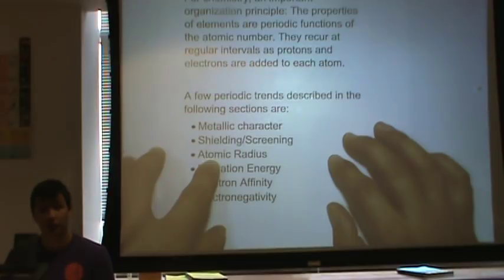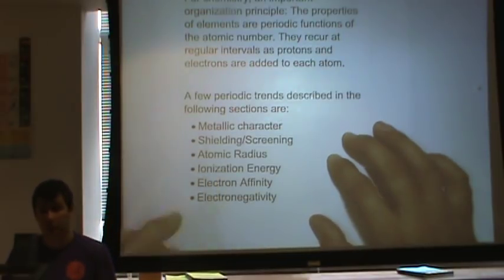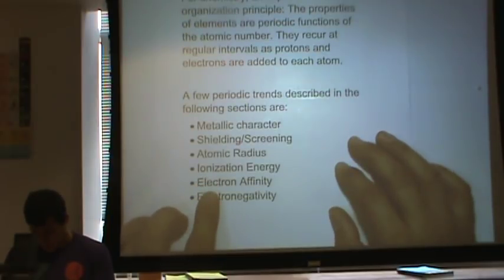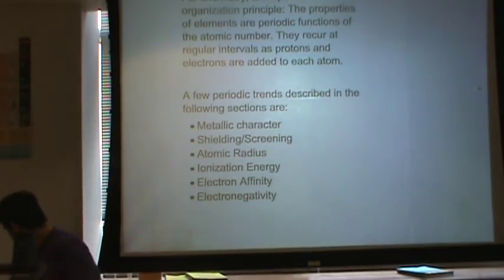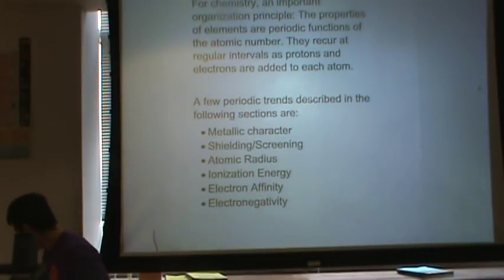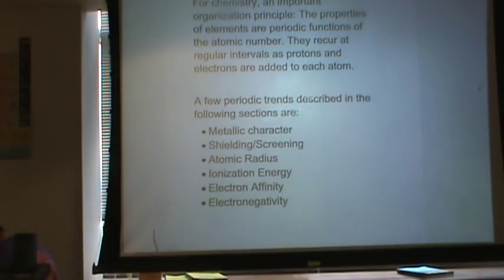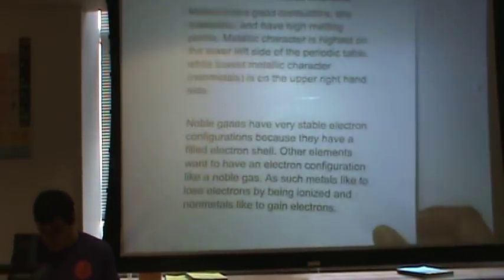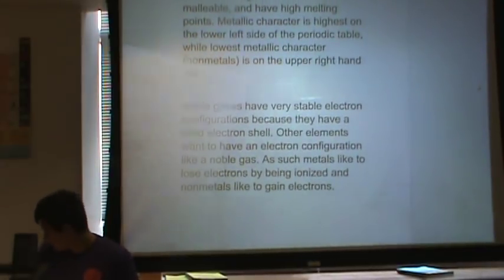and actually there's a really good periodic table here for that, right up against that wall. We'll do it in a little bit. Then ionization energy, electron affinity, and electronegativity. There's going to be a whole lot of definitions here that we're going to have to go over. So we're going to start with metallic character, metals, nonmetals, and ions.